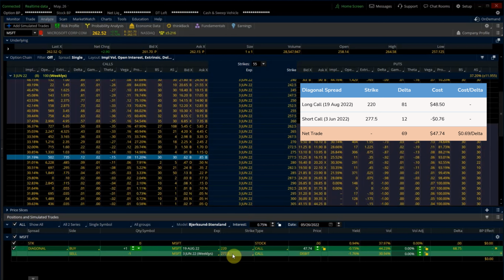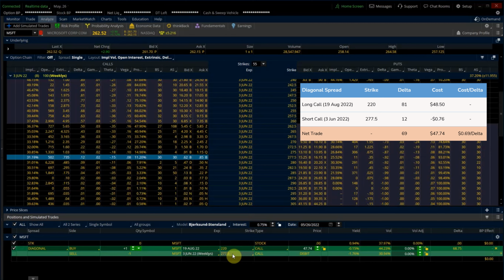So how do I get the number? Basically taking the long call delta, which is 81, minus the short call delta of 12. So that's how I get a net delta of 69. Taking a step back, what does a net delta of 69 for this diagonal spread actually mean? A net delta of 69 means that for every dollar move in the underlying price of Microsoft, the value of my diagonal spread should increase by 69 cents. So if the price of the stock of Microsoft moves up by $1, my option value should move by 69 cents, assuming all other factors remain the same.